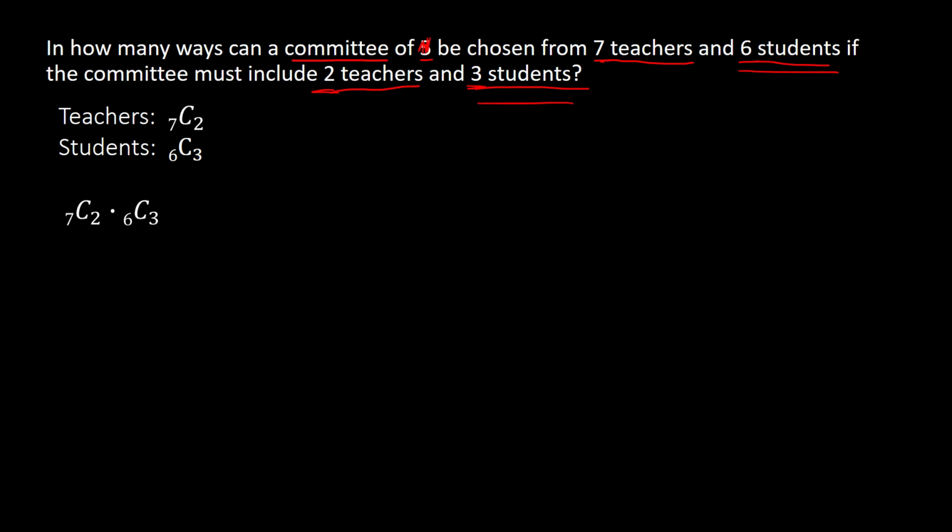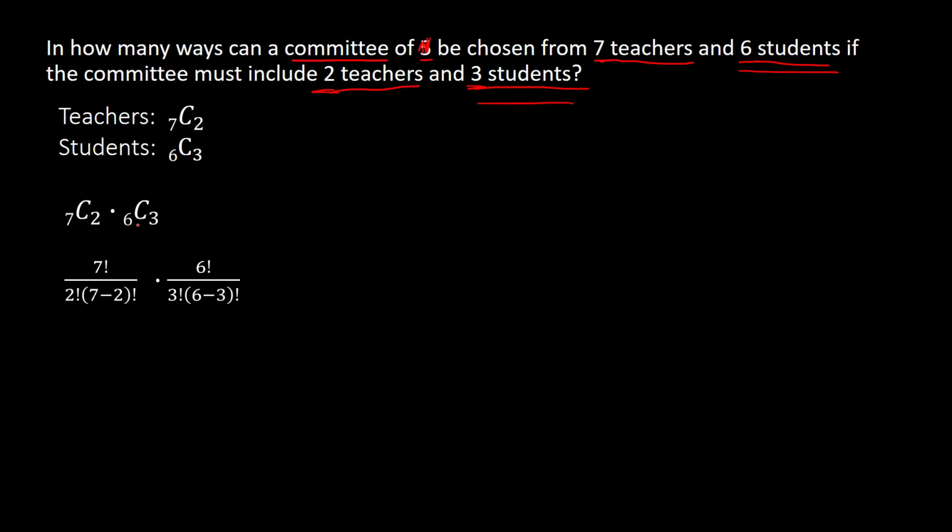Another way of thinking of this is we have 2 teachers and 3 students. So the word and would signify that we are multiplying. So then we solve 7C2 and then 6C3 and then multiply. So 7C2, we would have 7 factorial over 2 factorial, then multiply by 7 minus 2 factorial.